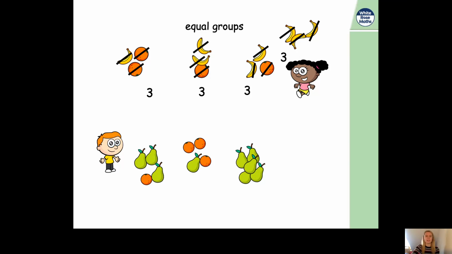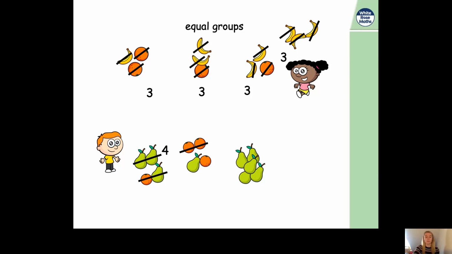Now, let's see if the boy's made equal groups. So how many groups has he got? Yes, that's right, he's got 3 groups. How many in each group? Let's count. 1, 2, 3, 4. So he's got 4 in his first group.